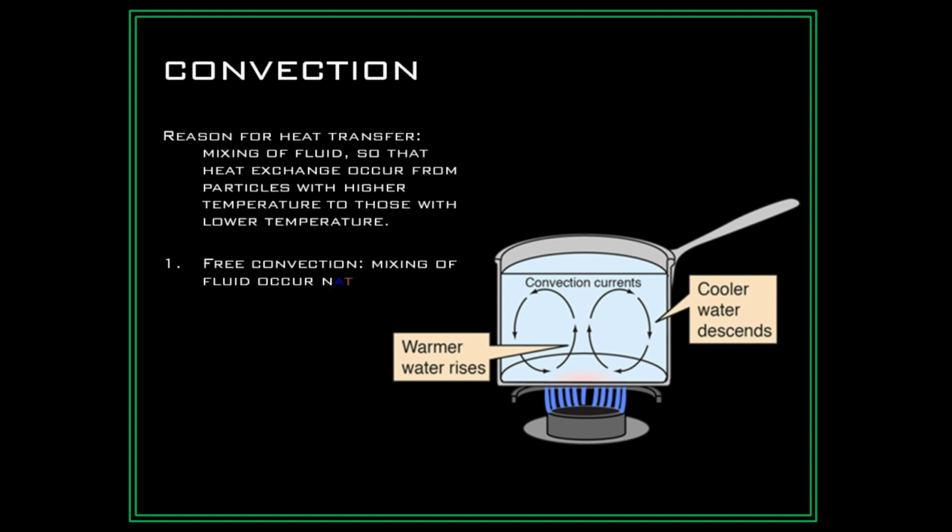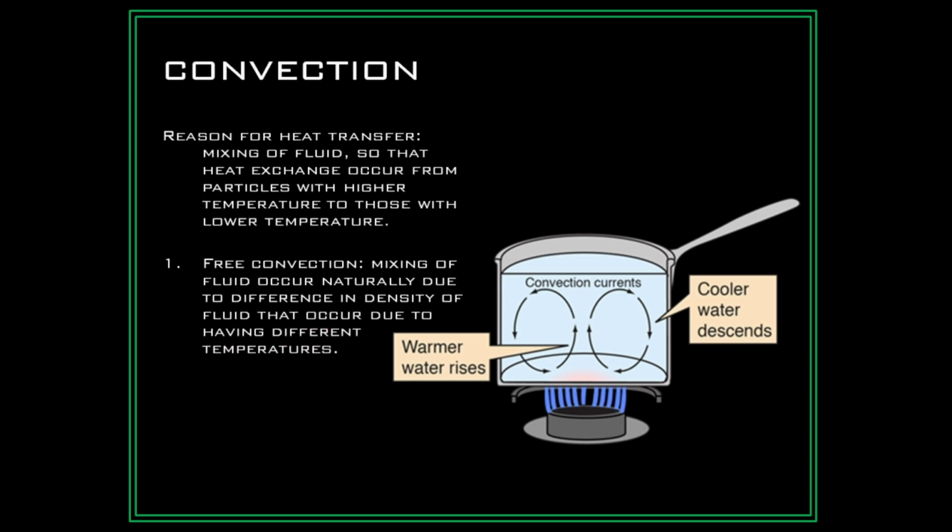Then there are two types of convection also, free convection and forced convection. What does free convection say? That mixing of fluid occurs naturally due to the difference in density. As I have told, in the water also, due to the density changes, the water from the bottom goes to the top, and the top portion water comes down to get heated. It is called free convection.